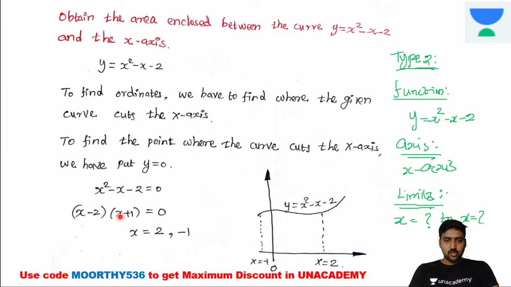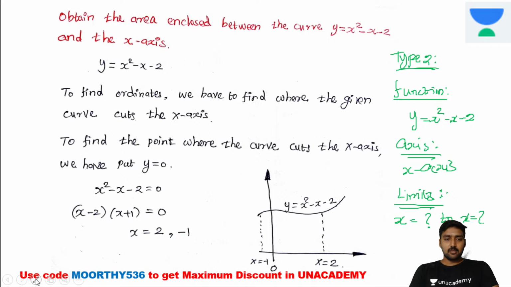Now minus 2 plus 1. While multiplying these two numbers, it's minus 2. While adding minus 2 plus 1, it's minus 1. It's a shortcut method to identify the root value. Now x is equal to 2 comma minus 1. Either we can take 2 to minus 1, or lower limit to upper limit, minus 1 to 2.